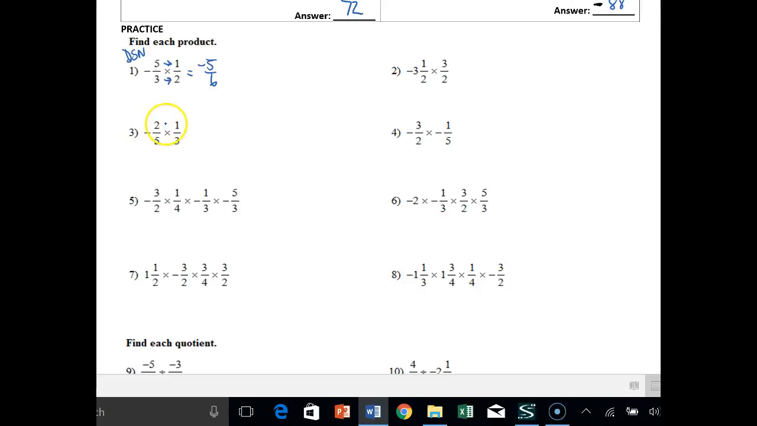Number 3, can I cross-cancel anything? Nope. So multiply straight across. Again, different signs, negative, so I get negative 2 over 15. For number 5, can I cross-cancel anything? Doesn't look like it, right?